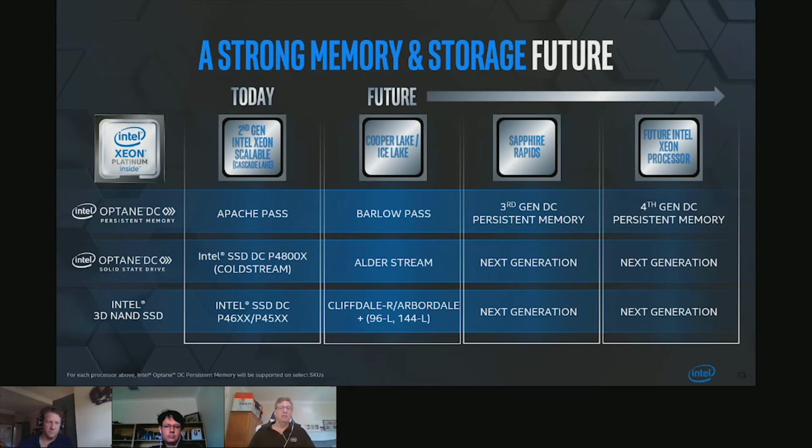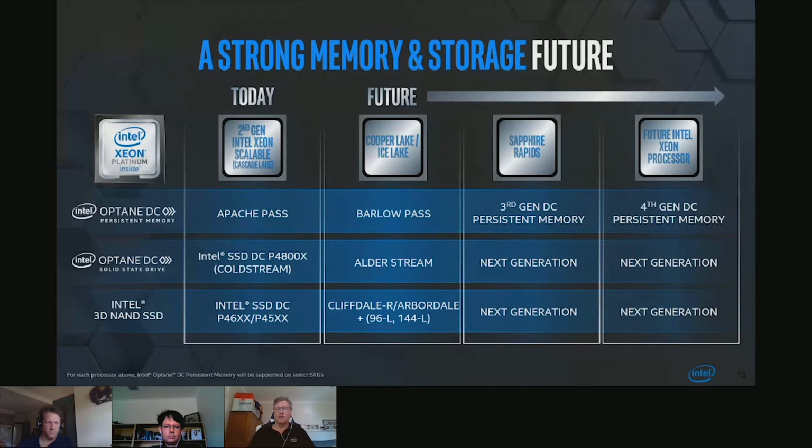The key logo there is second generation Intel Xeon Scalable. So this is the code name of Cascade Lake. So when you look at the CPU model number, it should have a 2 in the second character. The Skylake, the first generation scalable, does not support the Apache Pass product. Coming later in the year, early next year, will be Cooper Lake and Ice Lake. We have a next generation called Barlow Pass.